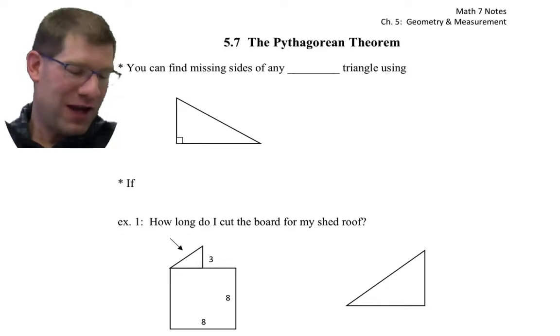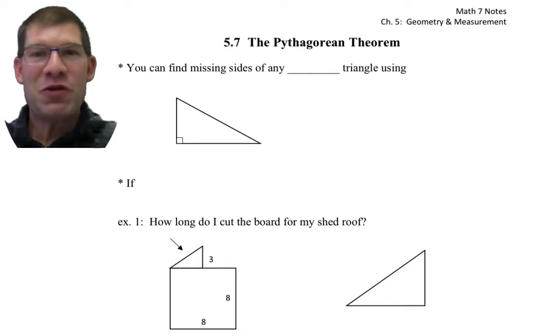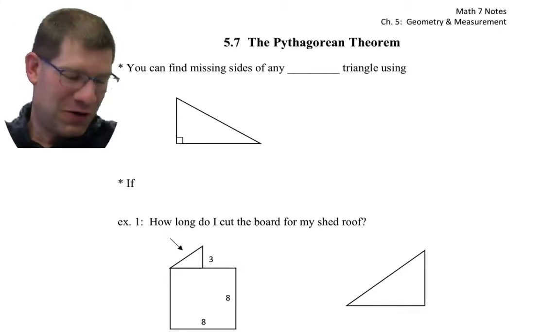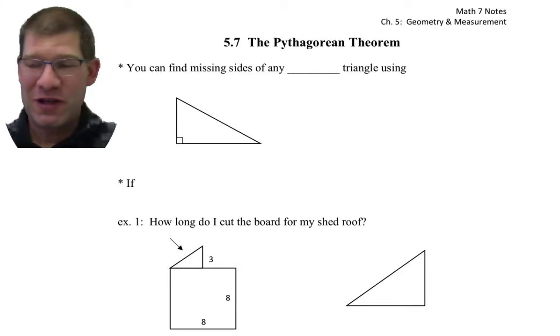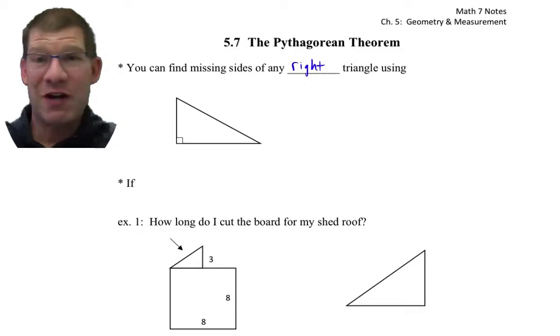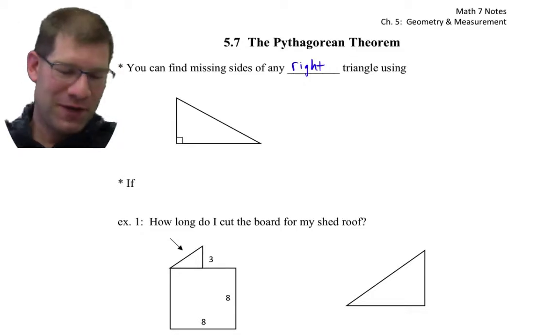But if you have a triangle that has a 90-degree angle, like this thing right there, you can find any side if you know the other two sides. And really, we're going to break this into two different types of problems, but we'll get to that soon. So, you can find missing sides of any right triangle. A right triangle is a triangle with one 90-degree angle like that there.